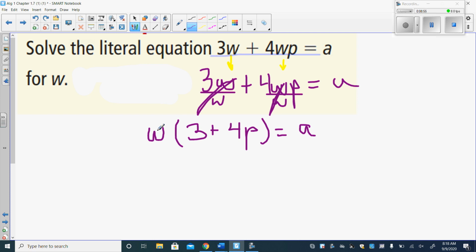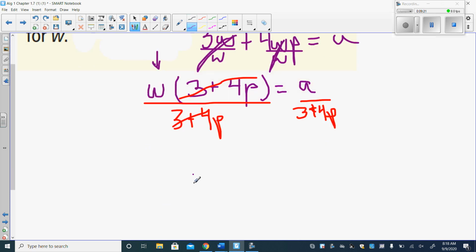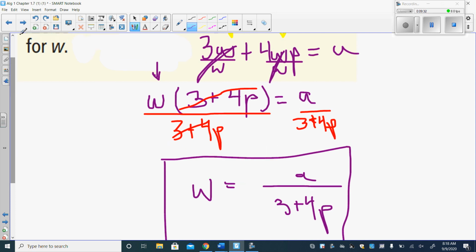It just changed how it looked. And what that's done is it's given us a w term. We only have one w, one of those variables, on the left side. And what I can do now is divide by 3 plus 4p, because when I divide by 3 plus 4p, these would cancel, leaving w by itself. And now what I do to this side, I have to do to the other. And so what I'm left with is w equals a over 3 plus 4p. And that's our answer.